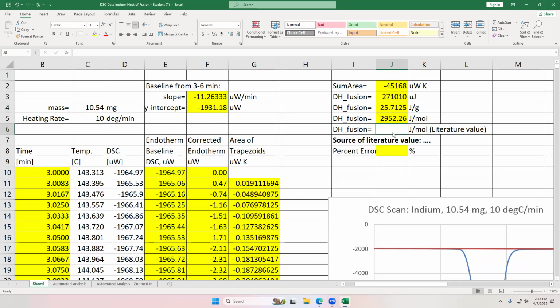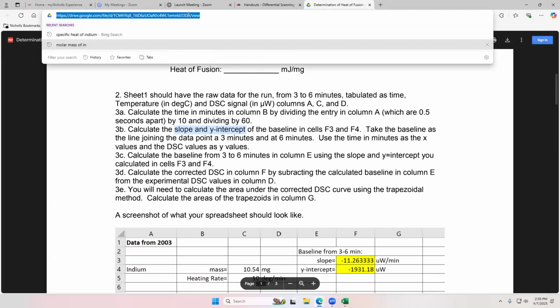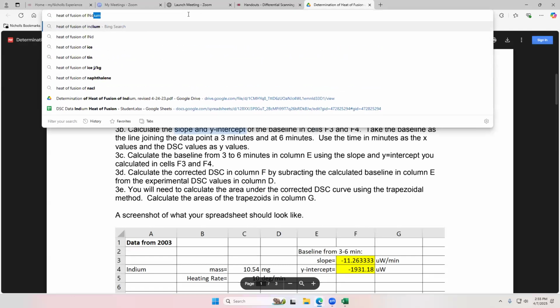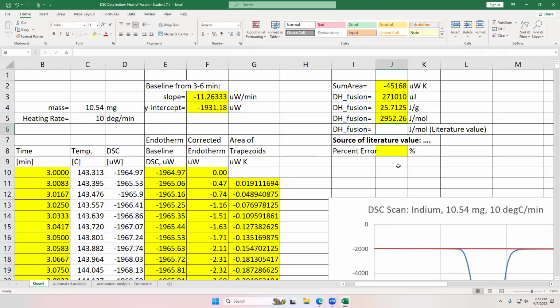Now for the delta H fusion literature value, let's look it up. The heat of fusion of indium is 3.263 kilojoules per mole, so 3,263 joules per mole. Another source gave 3281; different sources give different values. This one is periodictable.org. You can just specify your source. So it's 3263 joules per mole. You know how to calculate percent error. That's pretty close.